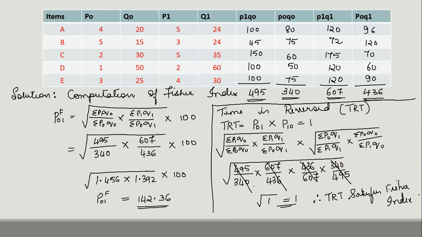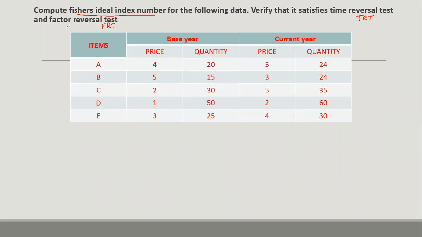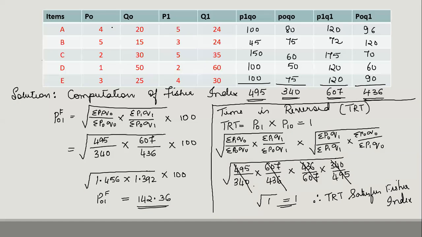So did you understand how to work out the time reversal test? Now they have also asked us to find out the factor reversal test. So we will see when the factor is reversed. That means what is the formula? FRT is equal to the price of the base in the current year. Now when you say factor, you reverse price into quantity. You reverse price as quantity. That means price of the base in the current year into quantity of the base in the current year.